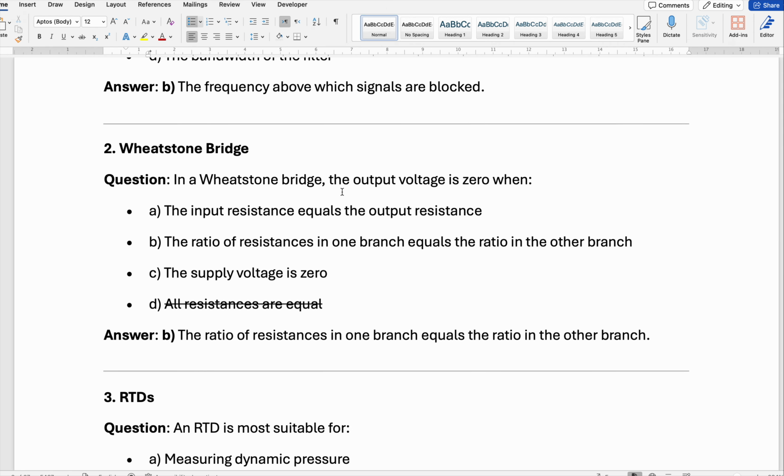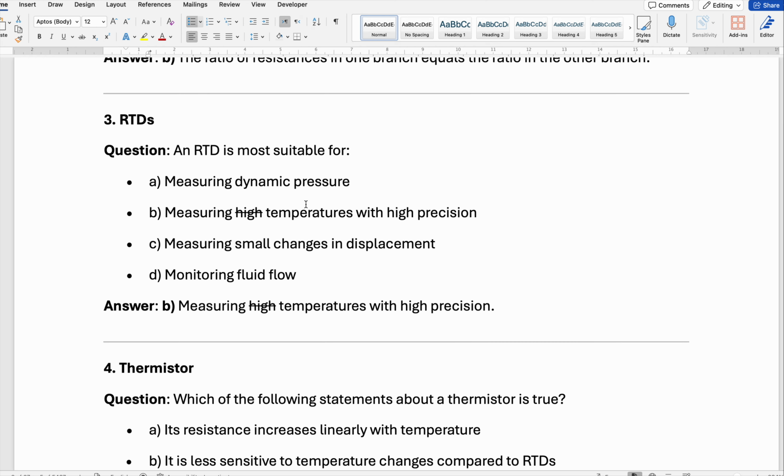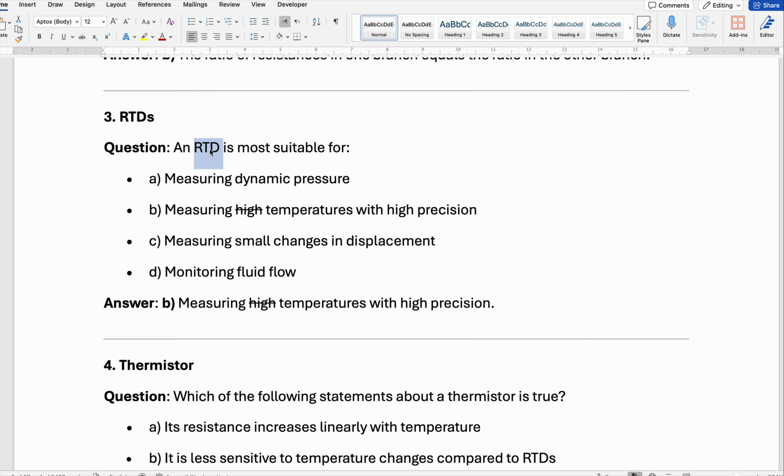Wheatstone bridge. In the Wheatstone bridge, the output voltage, the null voltage, is 0 when the ratio of R1 to R2 is equal to R3 to R4, or R1 divided by R3 is equal to R2 divided by R4. So the ratio of resistance in one branch equals the ratio in the other branch. I crossed out one option because it was also a correct answer: if all the resistances are equal, the ratio will also be satisfied, so I crossed it out because it would give us two answers. RTDs: this is a resistance temperature detector, so very clearly you are talking about the resistance.